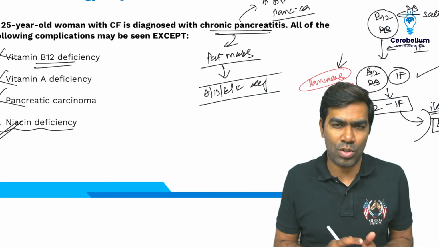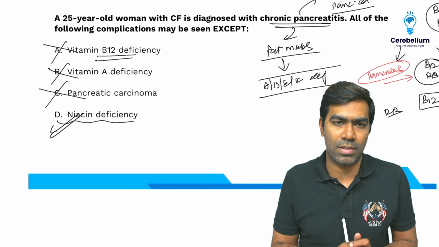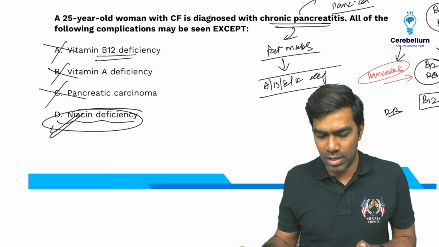Niacin is a water soluble vitamin and that's not affected in chronic pancreatitis. The only water soluble vitamin that is affected in chronic pancreatitis is B12. Apart from that, none of the water soluble vitamins are affected. So you know the mechanism of how B12 deficiency occurs in chronic pancreatitis. The right answer for this is niacin deficiency.